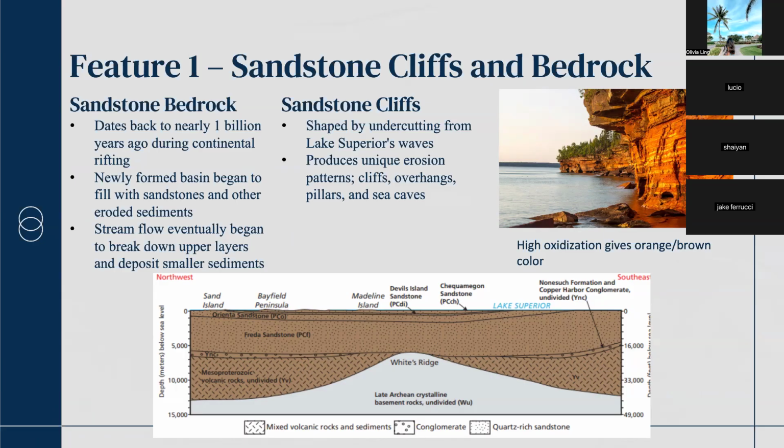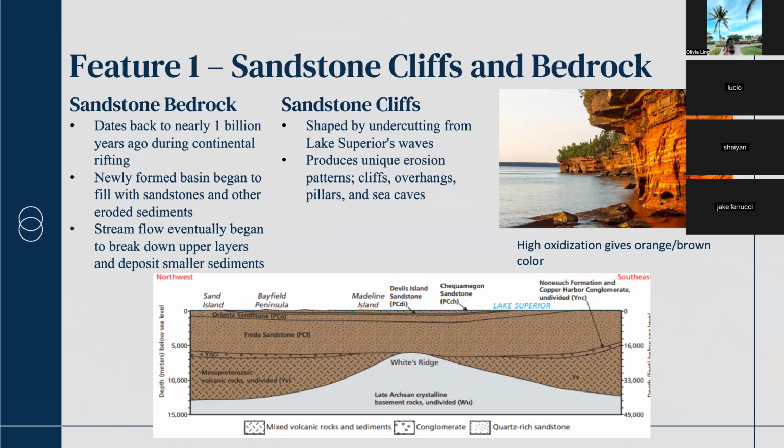Braided streams, which flowed northeastward as evidenced by the ripples and crossbeds in sediment, broke down the sediments and deposited new feldspar-rich sediments. The sandstone cliffs were shaped by undercutting from Lake Superior. Strong waves repeatedly struck the base of the cliffs, and due to the varying grain hardness and cemented layers, it created unique patterns such as overhangs, pillars, and the sea caves in the next slide.